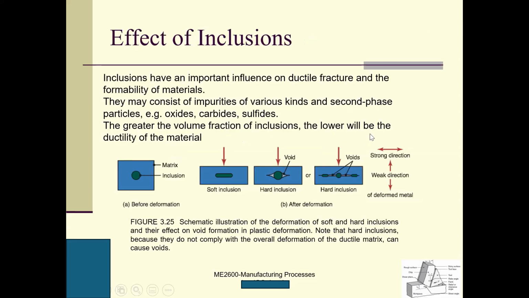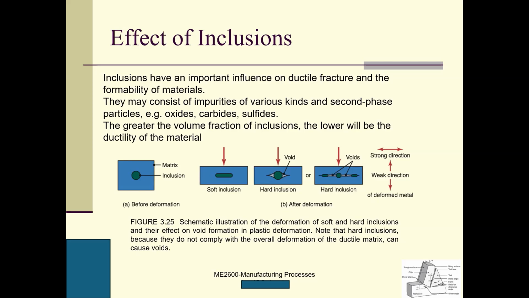Then we talk about the effect of inclusions. If the material is not very pure, there are some inclusions. We can treat inclusions as impurities. Inclusions have an important influence on ductile fracture and the formability of the material. Formability is for metal forming: we have the raw material, and we can compress it or draw it to get a certain form of final product. So this is the metal formability of the material.